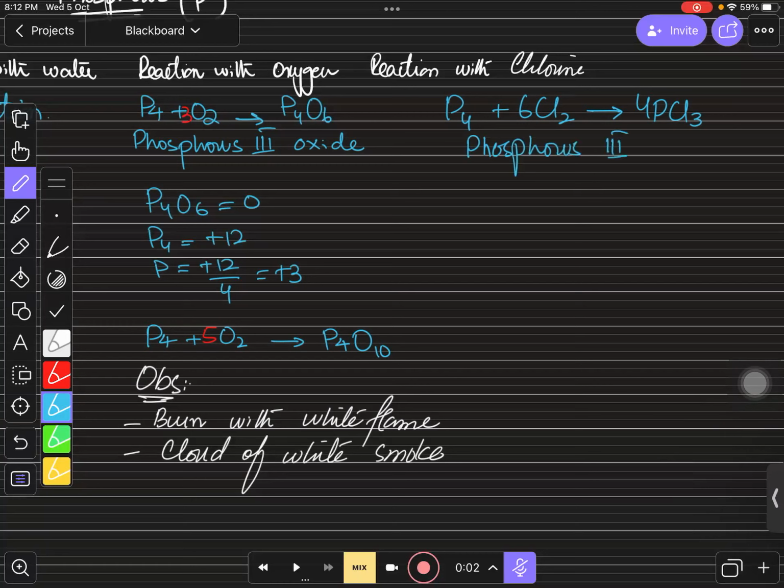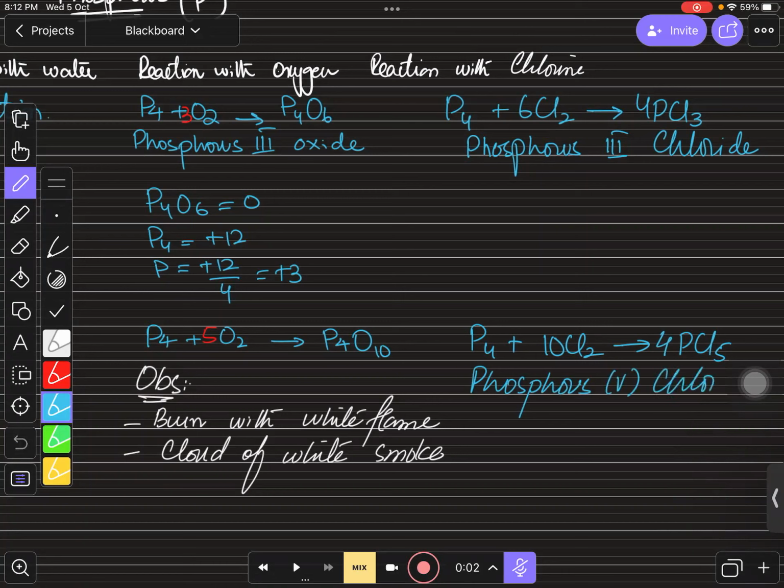Again, I was about to say tri, but I don't want to use tri over here. We need to use phosphorus 3 oxide. This is actually the oxidation state. Then even phosphorus can react with 10 molecules of chlorine to give phosphorus pentachloride, PCl5, right? So for the balancing, you can add 4 over here. It will be balanced, right? This is phosphorus pentachloride, right, bacho?